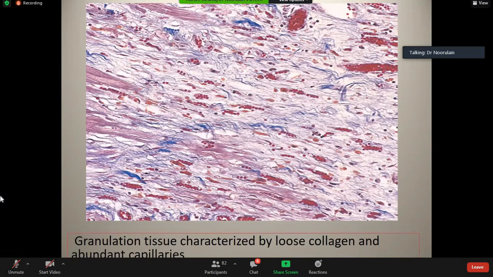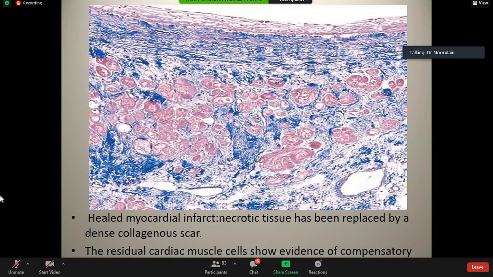Then after 10 days to 2 weeks, there is increasing granulation tissue. This is the granulation tissue, characterized by loose collagen fibers and abundant capillaries. These are the small capillaries. There is the development of the granulation tissue after 10 days. And after 2 weeks, in a healed myocardial infarct, necrotic tissue has been replaced by dense collagen scar, and residual cardiomyocytes show evidence of compensatory hypertrophy. So this is the healed myocardial infarct, necrotic tissue replaced by the dense collagen scar.